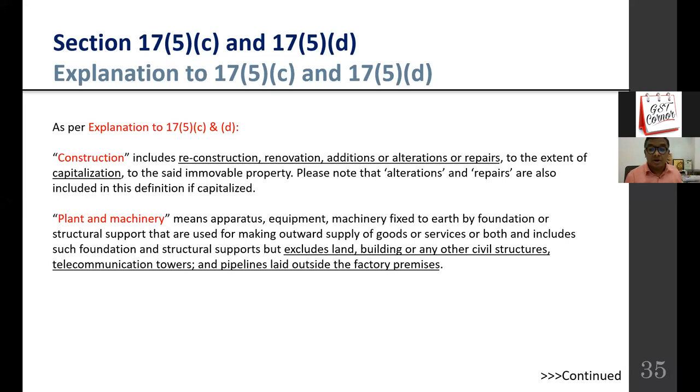Apparatus and equipment would mean anything which enhances the production. So maybe something I'm using in the production or supply of the goods or services, and that is helping me to do that. So when I'm buying a testing equipment for testing the water content, the chlorine content in the water, that is an equipment that I'm using. But what is important is machinery fixed to the earth by foundation or structural support. So when I'm using the works contract service for a plant and machinery which is fixed to the earth by foundation or structural support, and that is used for making outward supply, only here the different distinction needs to come in. If it's a plug and play item, then that's not what we are actually discussing about 17.5c and 17.5d.